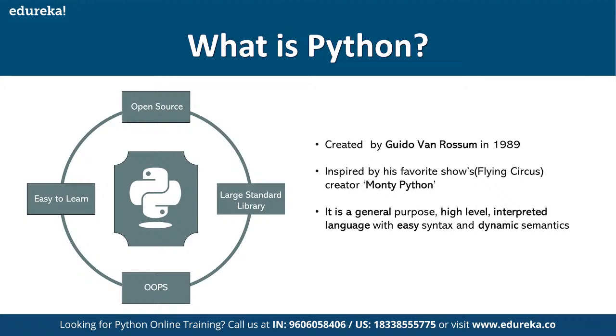Now coming to OOPS, OOPS simply means object-oriented programming system. Different languages come with different styles. The styles are called paradigms in the programming world. So Python supports both procedural programming as well as object-oriented programming.